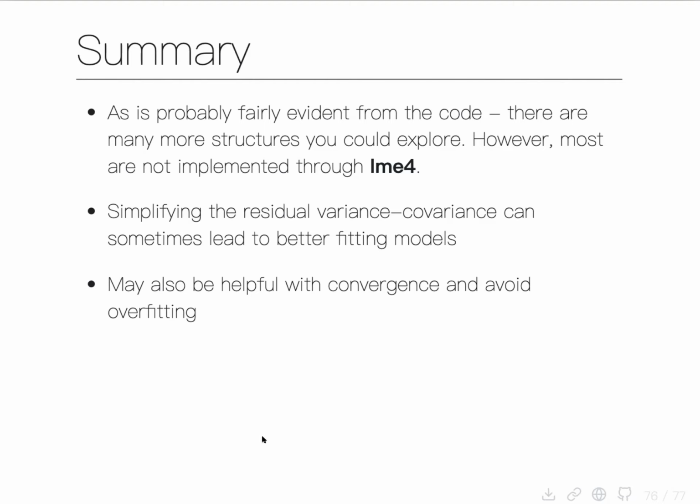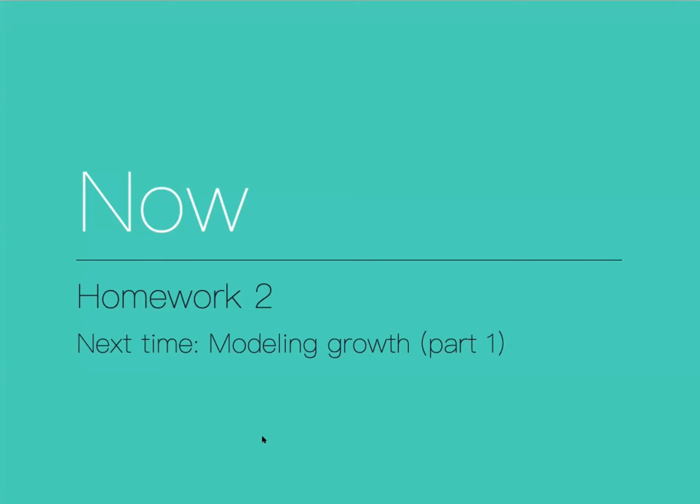So either NLME, as we did here, or you can use Bayes with brms. And even there, not everything is implemented, but a bunch of stuff is. Simplifying the residual variance covariance matrix can sometimes lead to better fitting models, and it might also help avoid convergence issues and overfitting. Those are the main reasons that we would start to look at this. So that is basically it for today.